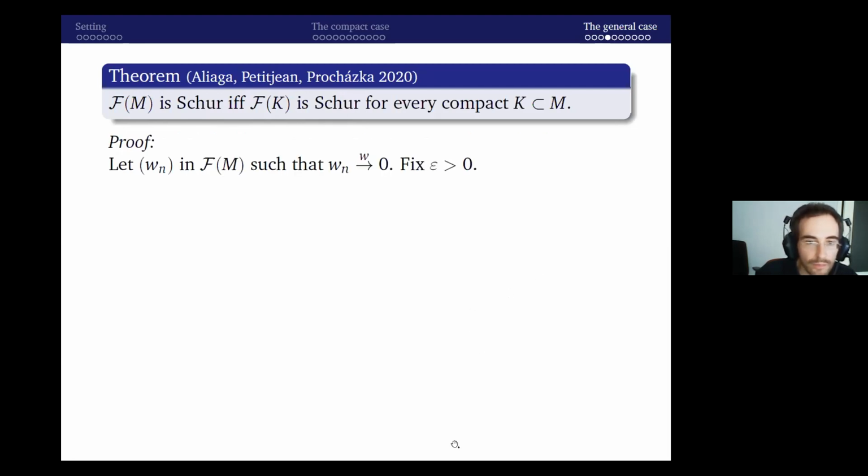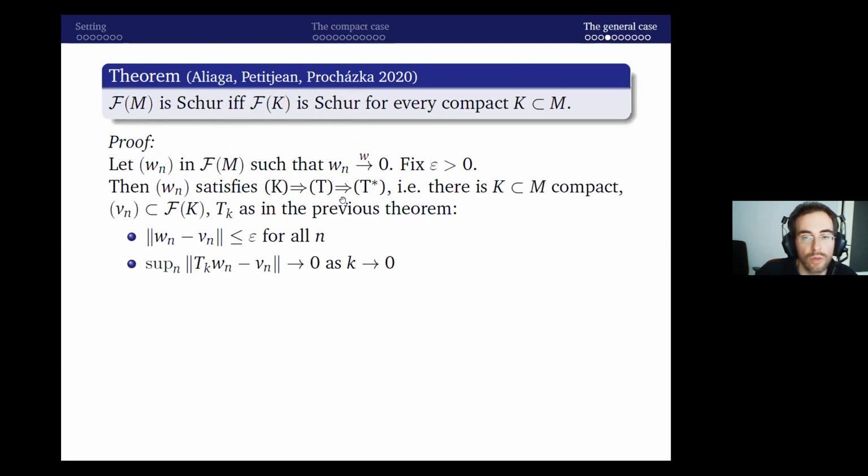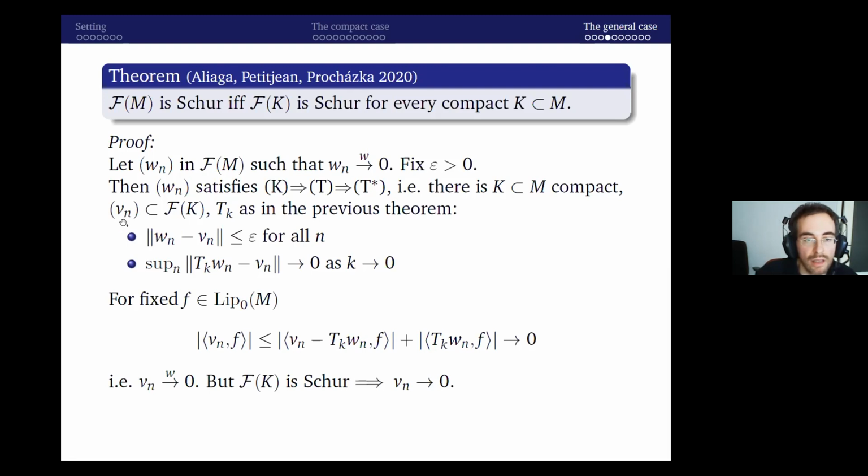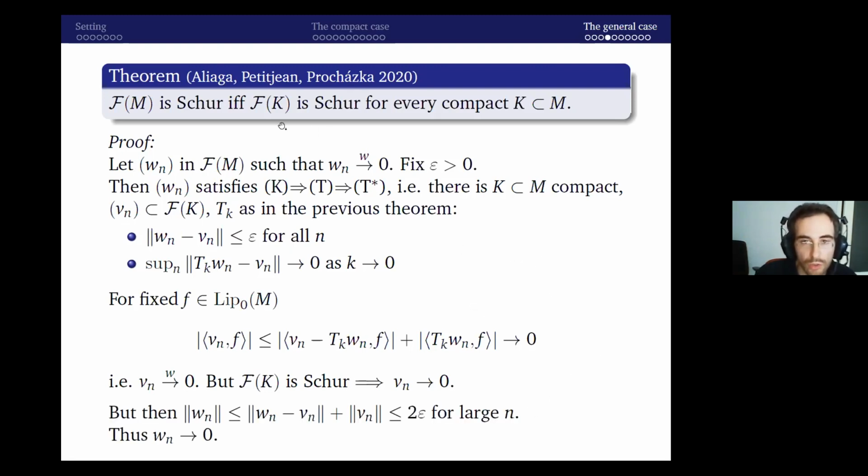And for the other one, if we have a weakly null set in the free space, then by Carlton's lemma, it satisfies condition K. So it also satisfies the stronger condition, which basically says that we have an approximating sequence Bn in the free space over some compact set. And now, again, I will skip the details, but you can check that this approximating sequence has to be weakly null, but it lies within the free space over K, which is Schur by assumption. So it's norm null, and then the same thing, but backwards, yields that the original sequence also has to converge to 0 in norm. So this proves, remember that we have already characterized when a compact is such that its free space has the Schur property. So this would already yield a characterization of the same thing in the non-compact case.